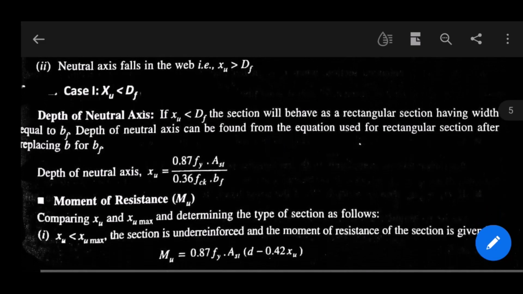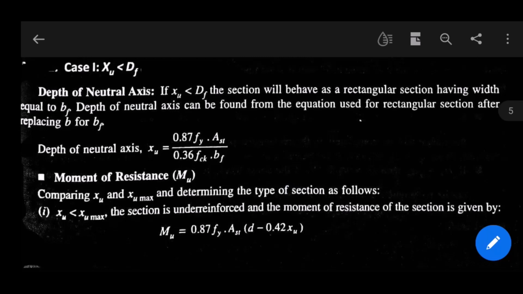Now the depth of neutral axis. If XU is less than DF, the section will behave as a rectangular section having width equal to BF. The depth of neutral axis can be found from the equation used for a rectangular section after replacing B with BF. So the depth of neutral axis XU is equal to 0.87 FY AST by 0.36 FCK BF. This formula is known to you, which I have written from Annex G of IS 456-2000. We have just replaced B with BF.